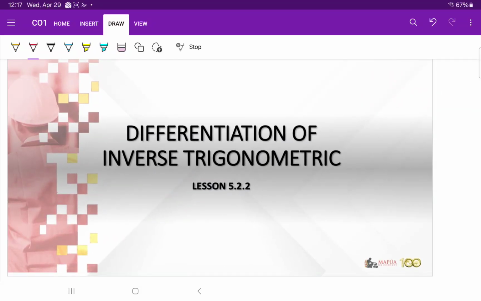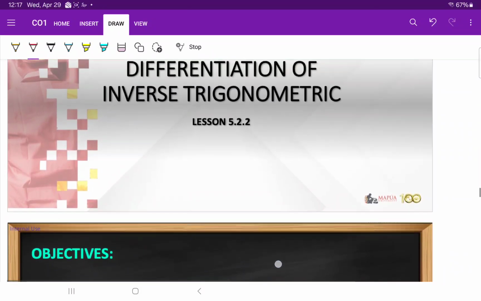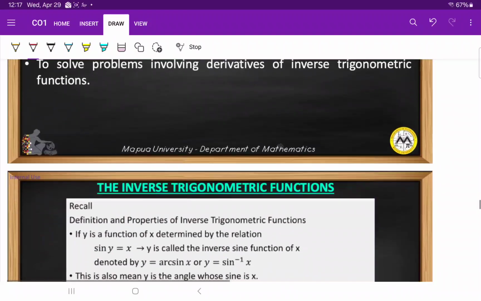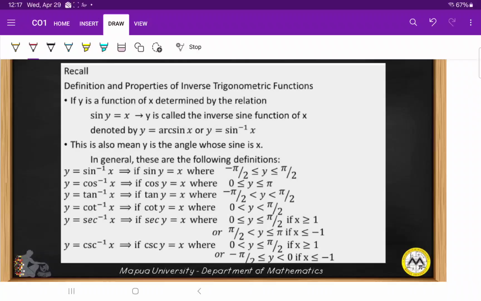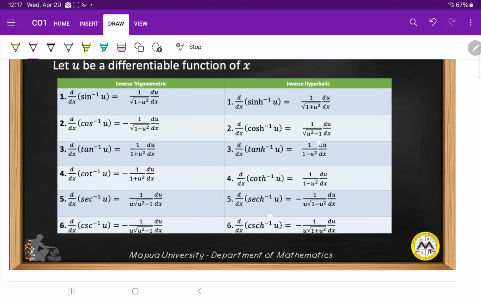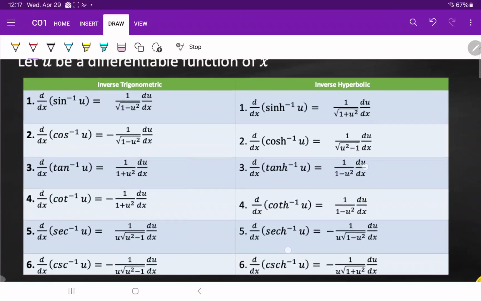Alright, so the next is how we find the derivative of inverse trigonometric functions. Now, this is the definition. We say that if y is a function of x determined by the relation sine of y equals x, this means that y is called the inverse sine function of x. And it can be denoted by this notation, or also this one. So, this one is shorter. Okay. So, look at this one. This is what I discussed last time.